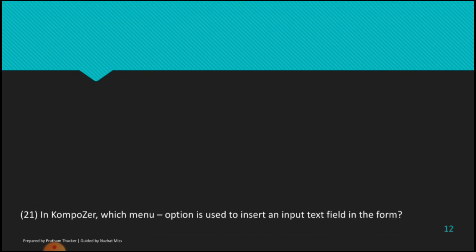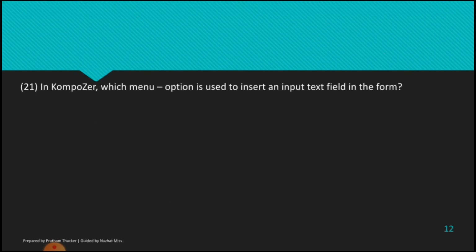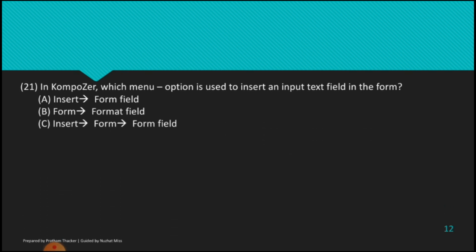Question number 21. In Composer, which menu option is used to insert an input text field in the form? Is it option A insert form field, option B form format field, option C insert form field, or option D insert text field? Answer is option C insert form field.